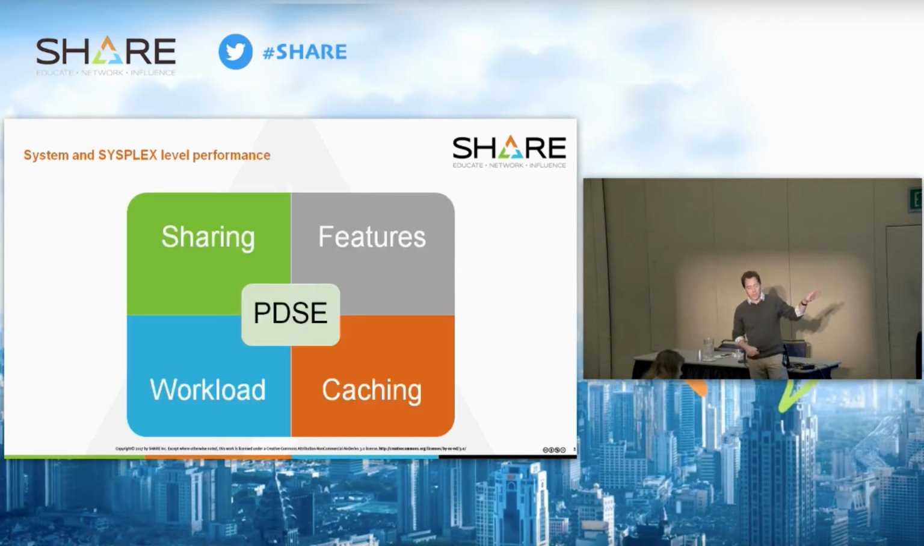So these are the four aspects of system and sysplex level performance that we're going to talk about for PDSE. We're going to talk about sharing, features, workload, and caching, and how those all impact PDSE's performance within your environment.